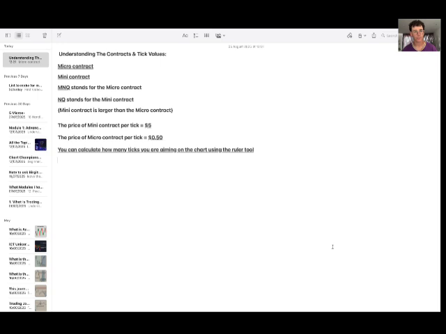Okay. So the mini contract is larger than the micro contract. When you are trading the mini contract, you are trading with more size. When you are trading the micro contract, you are trading the smallest contract. There's only micro and mini contracts in futures, since we are trading futures. So the micro contract is smaller than the mini contract.